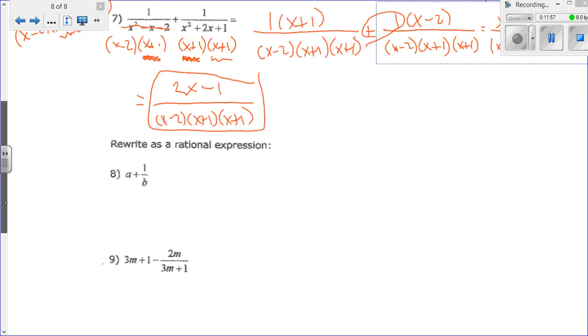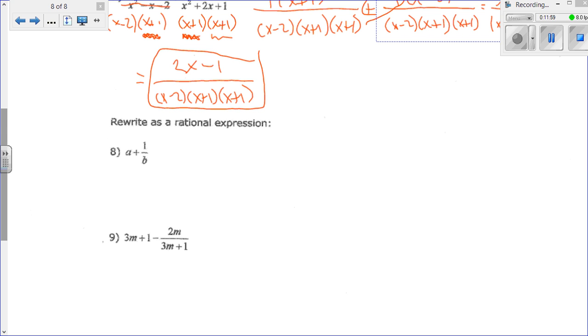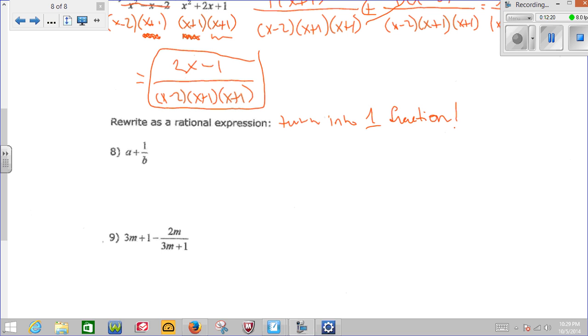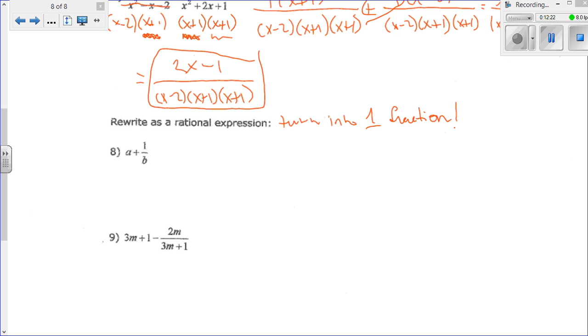All right. Rewrite as a rational expression. Well, what this means is turn into one fraction. Okay? One fraction. So we still have to find an LCD.